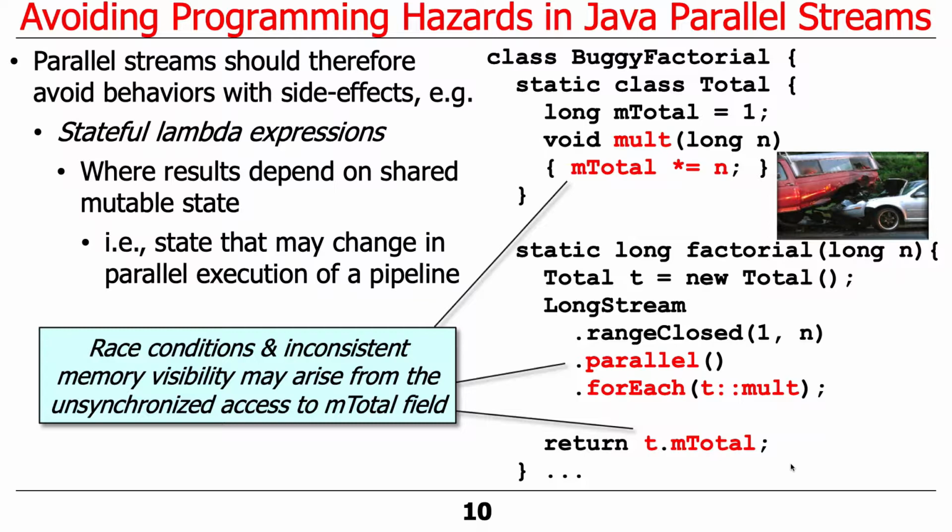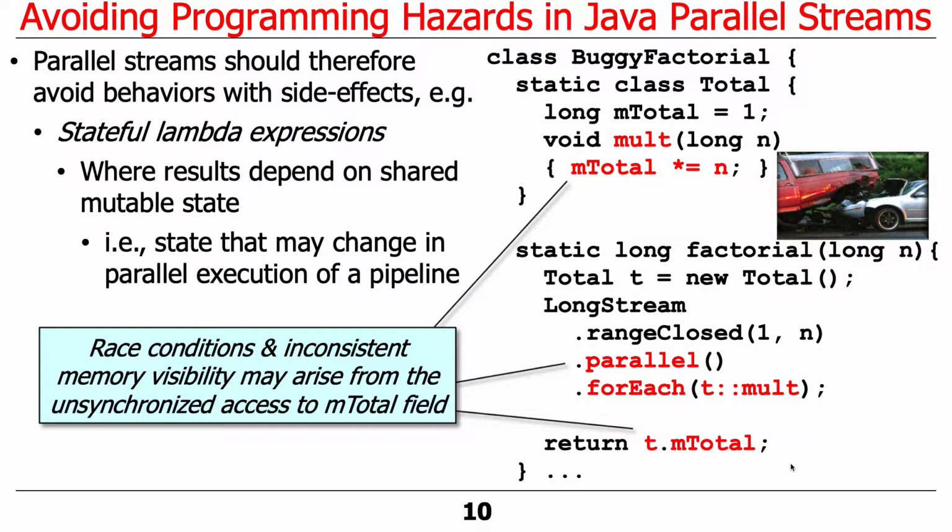So that will be problematic, because if these things are running in different threads, you'll end up with different threads simultaneously updating the same shared mutable state, which will lead to chaos and insanity. So that's a bad thing. You don't want to write code like that.